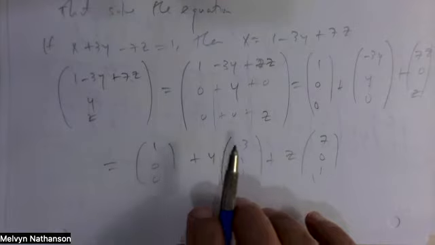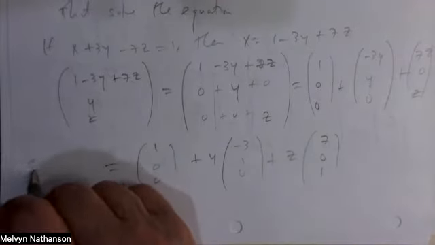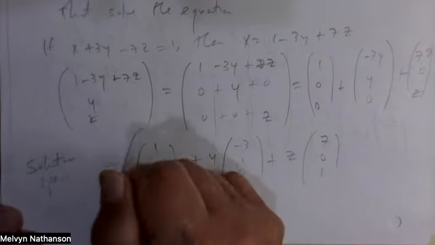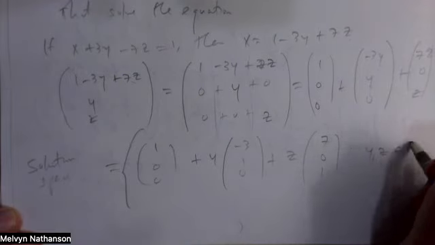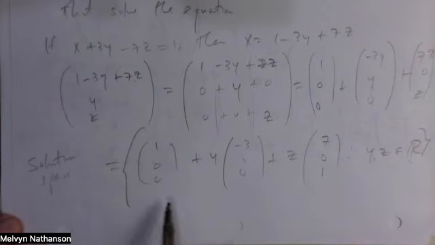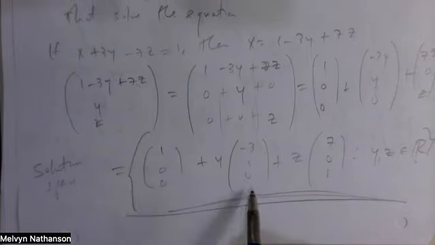So the solution space, I can say S, is the set of all vectors of this form where y and z can be any scalars, any real numbers. That's what the solution space looks like. And when you do your homework and when you take exams, you have to be able to write the solution space of an equation in this form.